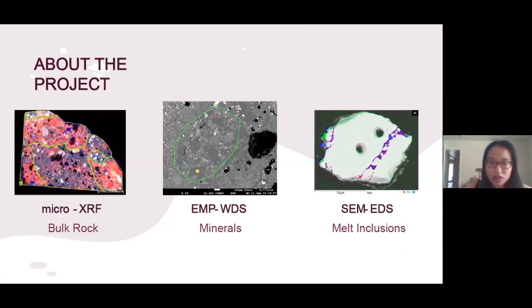Then we want to directly compare the mineral and the melt inclusion data that were stoichiometrically similar by graphing them onto mineral diagrams using OriginPro, and then see how they related to each other. Next slide, please.